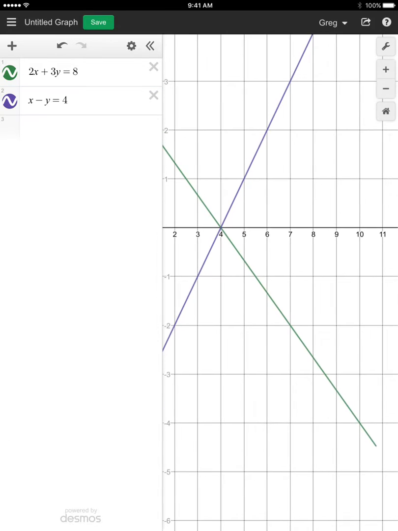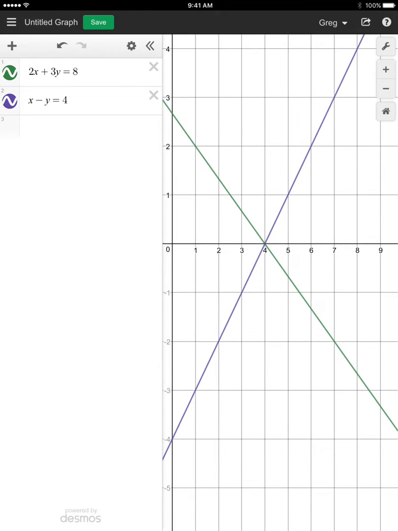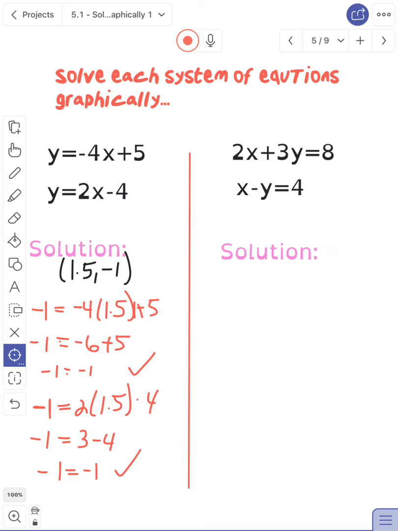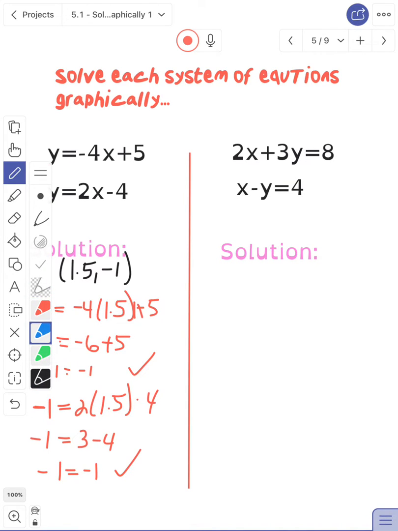So I graphed both lines accurately. I'm going to look to see where they touch. And according to Desmos here, they touch at the point (4, 0). So that would be the solution to my system of equations. The point where these two lines touch is the ordered pair (4, 0).